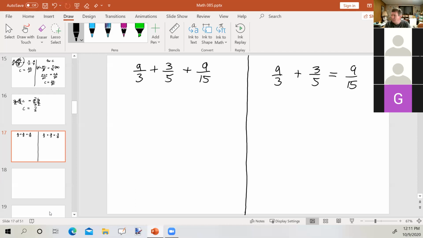Does anybody see what I'm trying to get at? What's the difference between the left side and the right side? The right side is equal to something, whereas the first one doesn't have anything equal to. Right, correct. The right side is an equation. We can solve an equation by multiplying both sides by the LCD. The left side is not an equation. We can't multiply both sides because we don't have both sides.